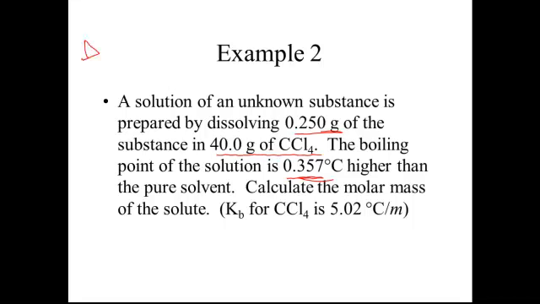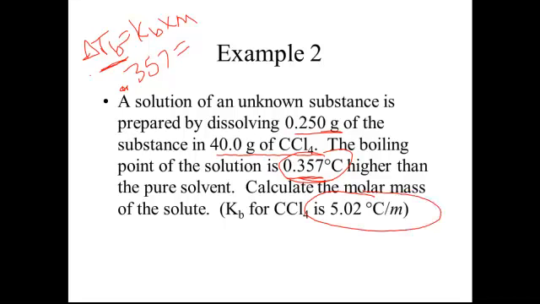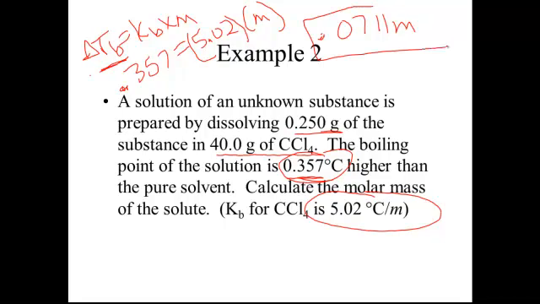So the molality is going to be delta TB equals KB times m. So the change in the boiling point is 0.357. The boiling point constant for carbon tetrachloride is 5.02. And we're looking for the molality. So to get molality by itself, I'm going to take 0.357 divided by 5.02, and I get 0.0711 is my molality, and that is step number 1.